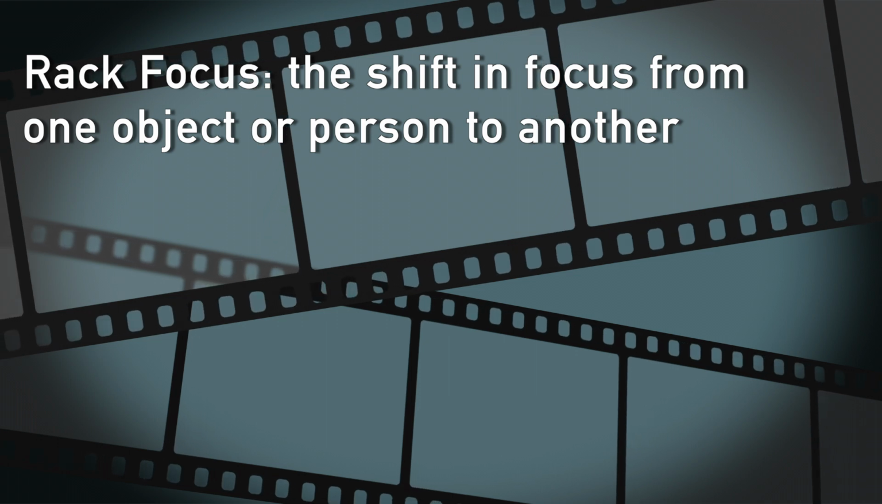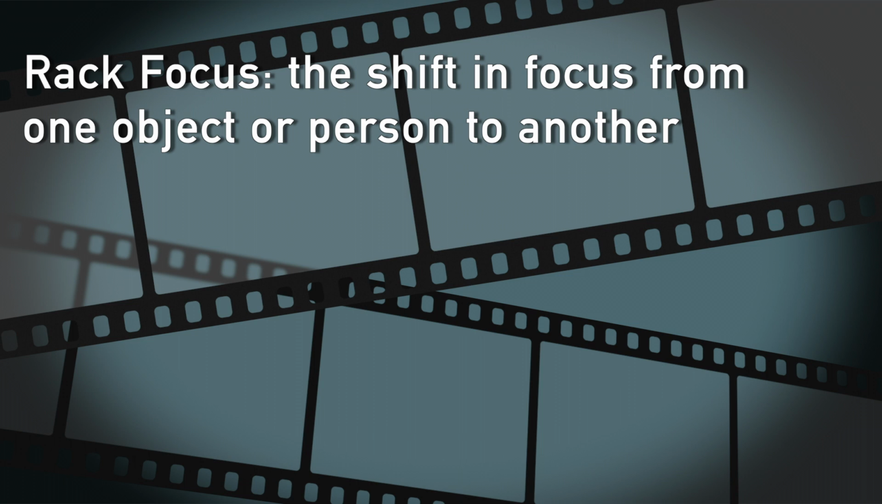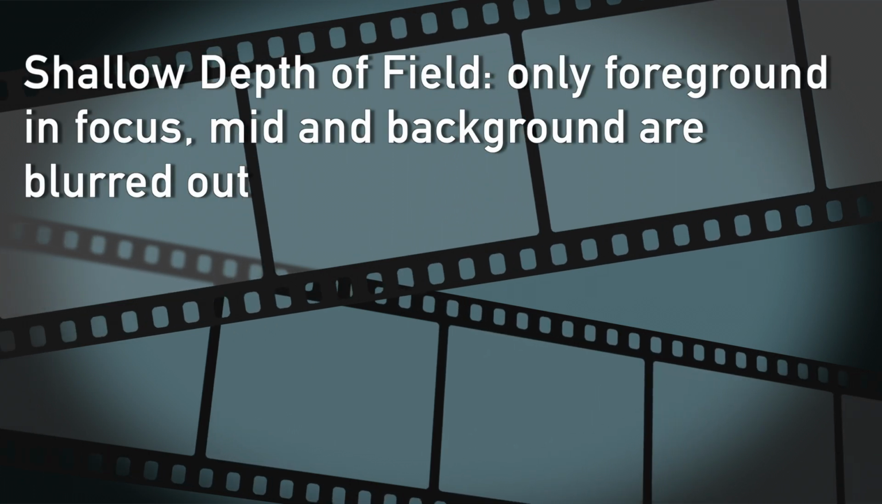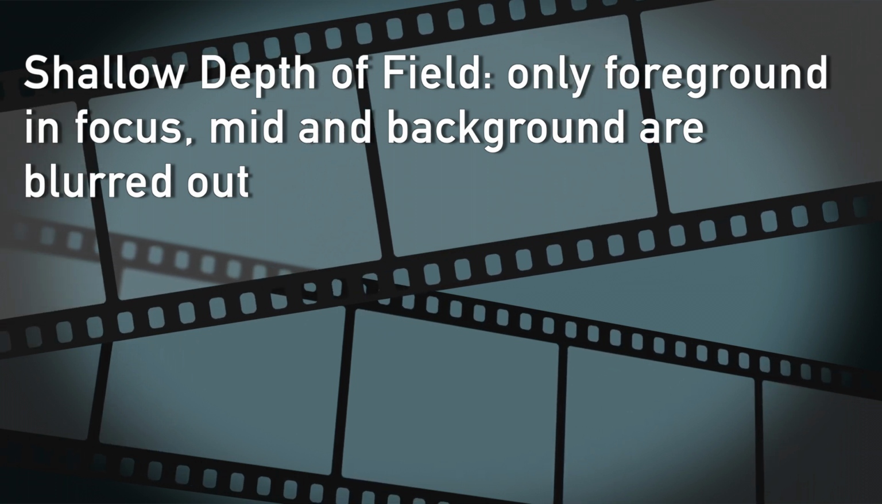So today, we learned about the rack focus, which is the shift in focus from one object or person to another. And we learned about the shallow depth of field, where only the foreground can be in focus while the mid and background are blurred out.